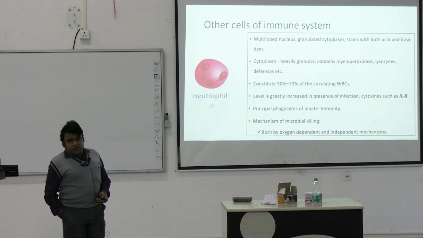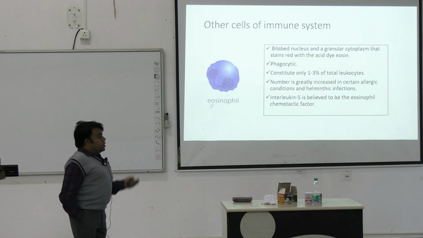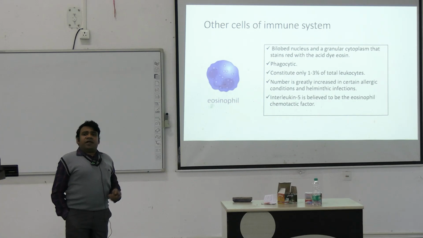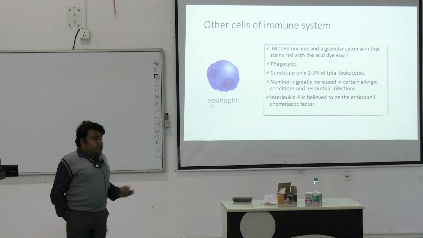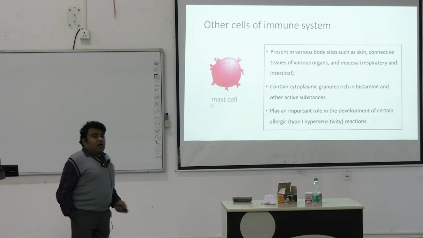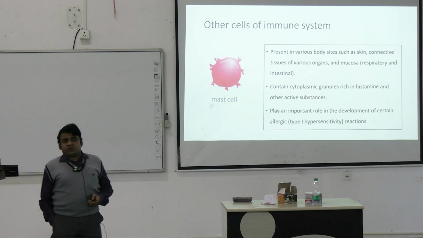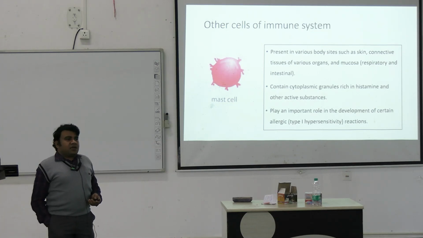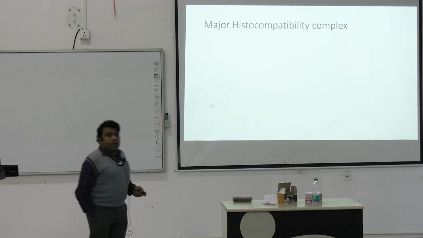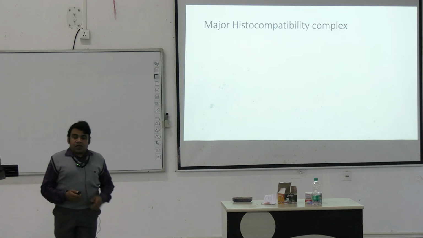Other than that, we have neutrophils. What is the role of neutrophil? Eosinophil, predominantly it is directed against parasitic infections. Similarly, we have mast cells, basophils and mast cells. However, mast cell numbers are more limited and are more consistently associated with allergies and inflammatory hypersensitivity reactions. Okay, so these were the cells of the immune system.